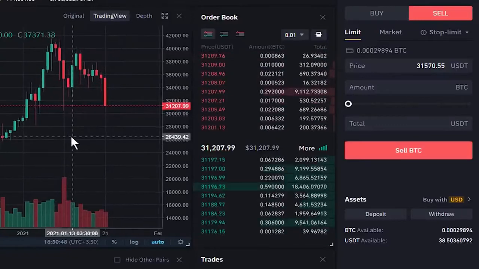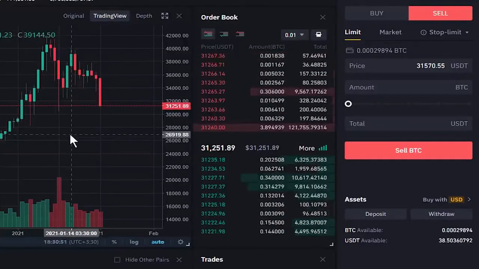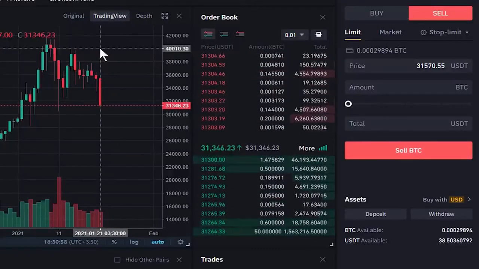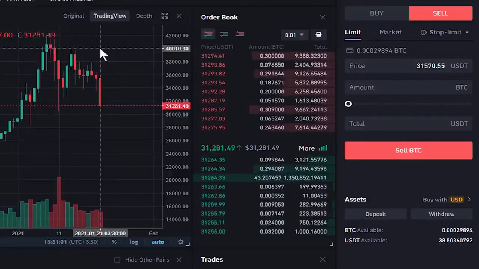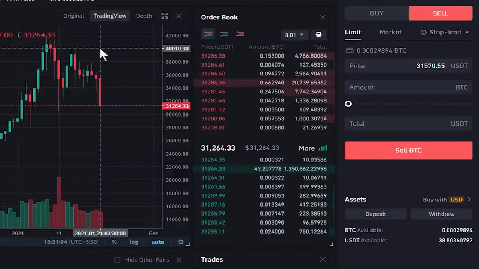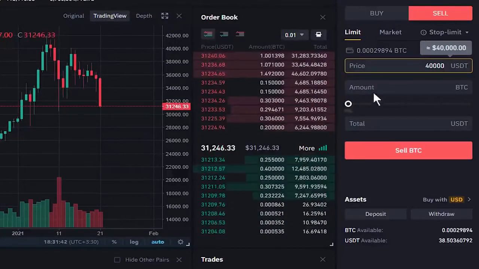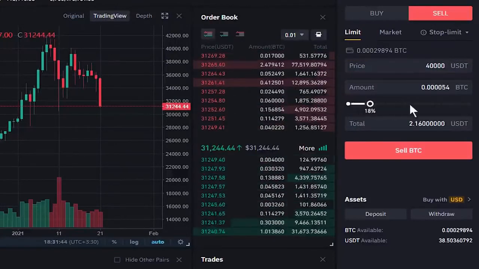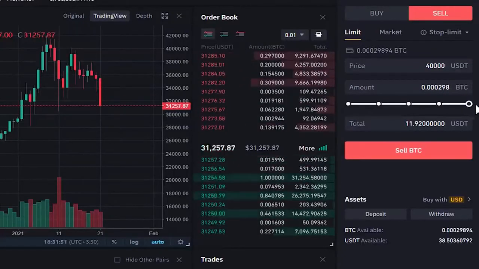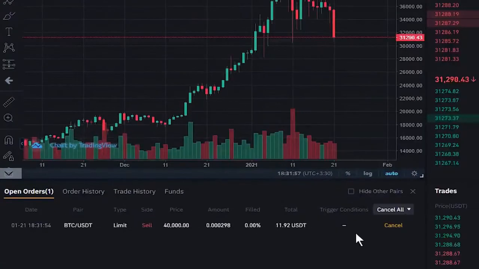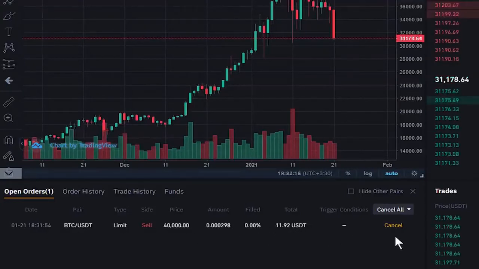Consider you have analyzed the chart and you think that we have a significant resistance level at 40,000 and the price may fall after hitting that level, so you can set a limit order to sell your Bitcoin at that price or a better price. So here we set the limit price to 40,000 and here we set the amount, and we want to sell all the Bitcoin that we have available, and we click on sell BTC and the order is placed successfully. And here you can see we have an open order and we can close it anytime we want by clicking on this cancel button.